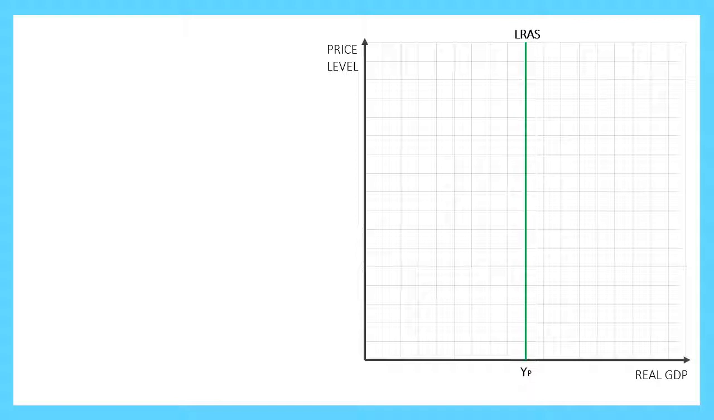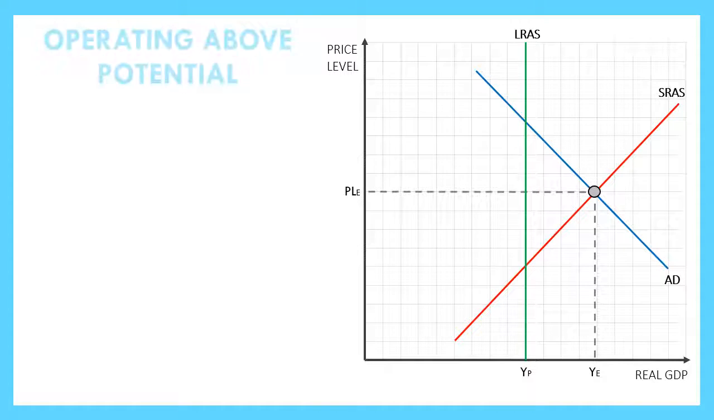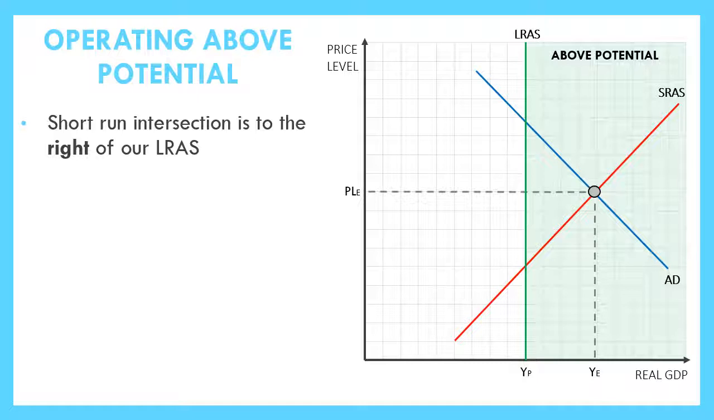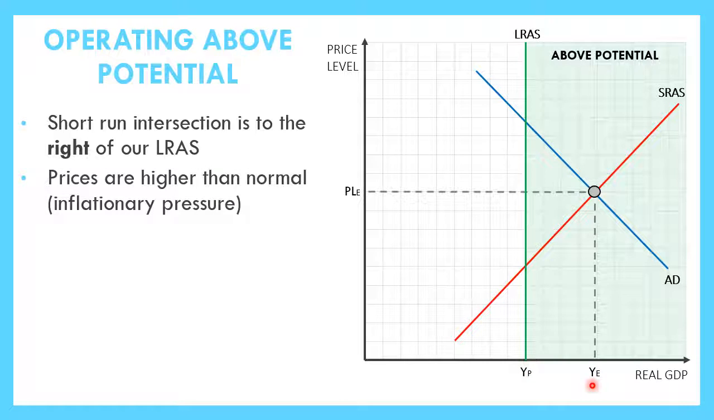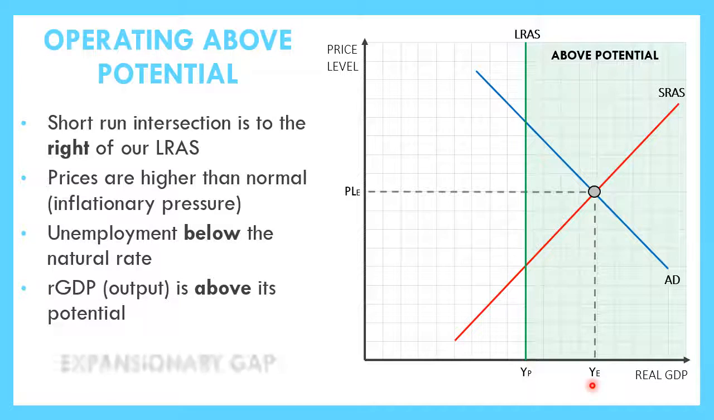Then it gets into, what about the other side of things? What would happen if we are operating at a point that's beyond our potential? And a lot of people look at this and they say, hey, that's pretty good, right? Like that's not a bad thing, but we can see it can actually be dangerous for us. Whenever we're operating above our potential, anytime those two curves are intersecting over there to the right, what we notice is our short run, where we're operating right now, YE, is at a point that is greater than YP. We notice at this point we actually have what we call inflationary pressure because price levels are higher than normal. Unemployment rate is actually below the natural rate and real GDP is above its potential.